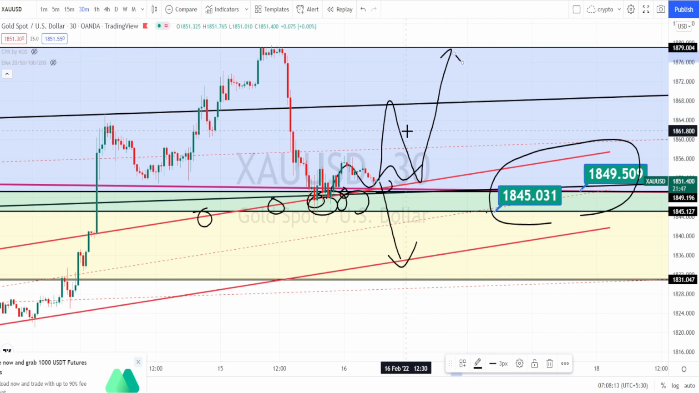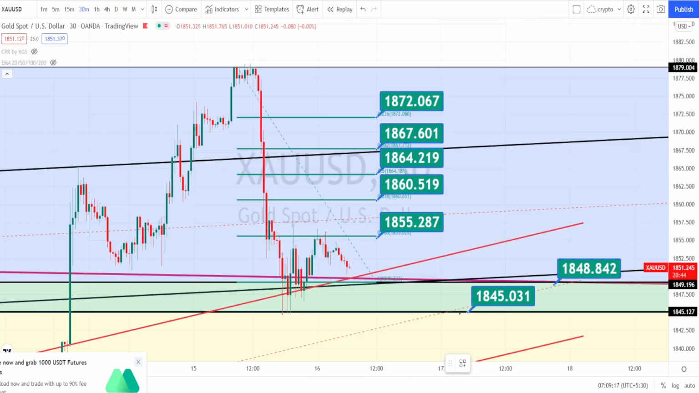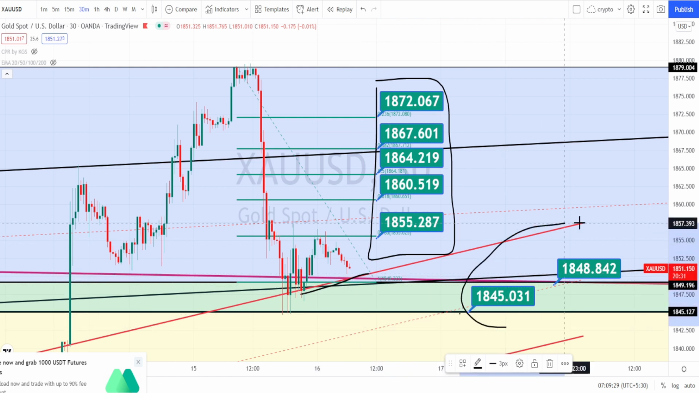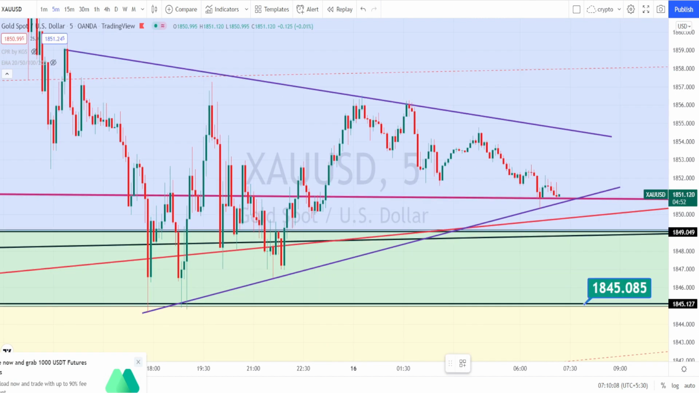Let us mark the support and resistance levels. So the values in green color boxes are the support and resistance levels in 30 minutes time frame. Currently the price action is in a sideways market. Let us wait and see if the price action breaks this higher time frame support levels. Let us do the analysis in 5 minutes time frame. I am in 5 minutes time frame now.